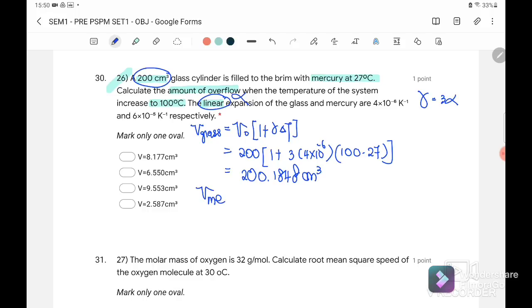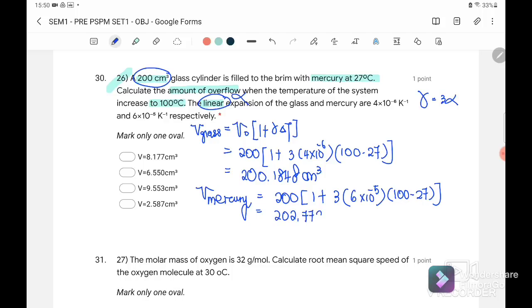Next, we want to find the volume expansion for mercury. Initial volume is 200 times (1 + gamma). Again, they only give you the linear coefficient, so you must multiply by 3: 3 times the linear expansion, 6 × 10^-5, times the change of temperature, 100 minus 27. Therefore, the final volume of the mercury is equal to 202.772 cm³.